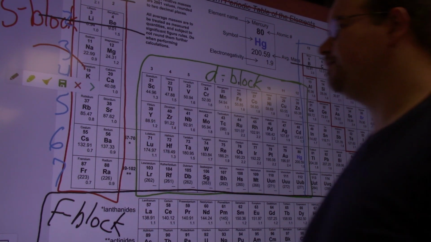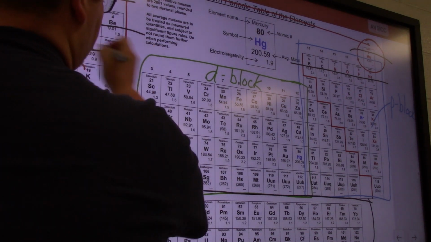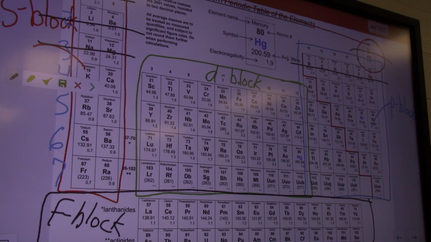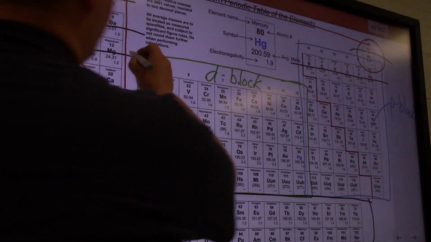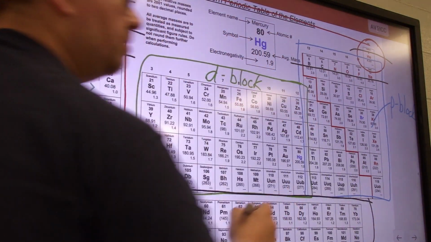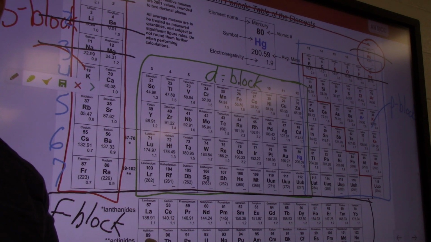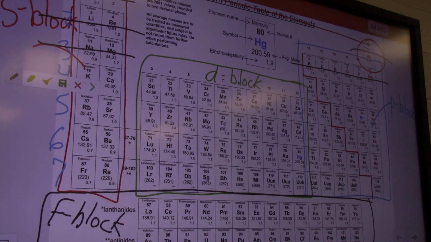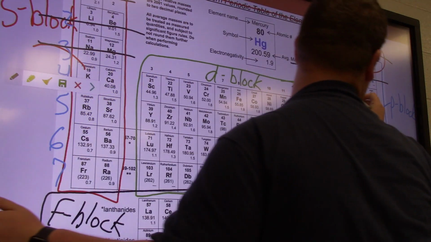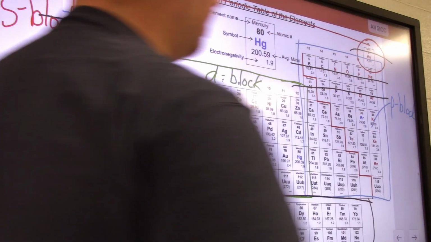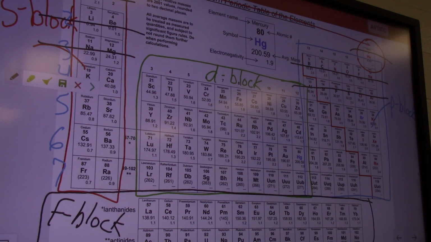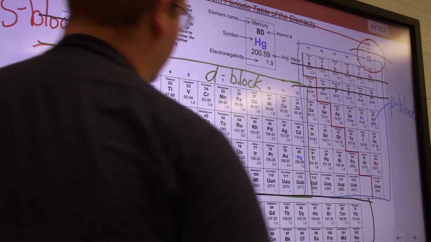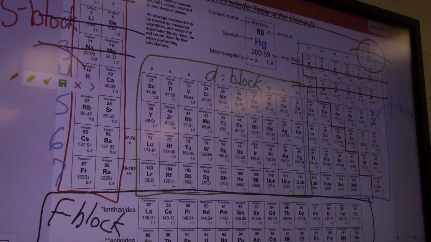Let's go through the third. That's 3S. So what about here? 3D. So wait, we don't go 3D? No. But 3D exists. Yeah, but we're not there yet. Where are we going next? We're going to go to P block. 3P. This is why I like the periodic table. I don't know how many times kids will go 3D. 3D isn't there yet. Because watch what happens.